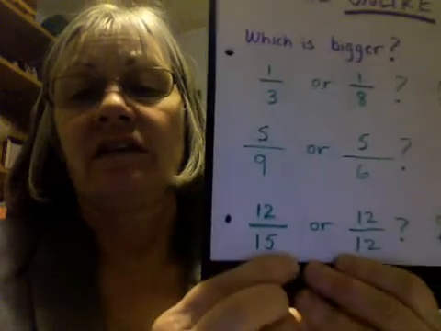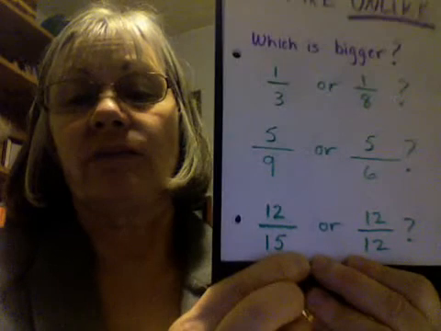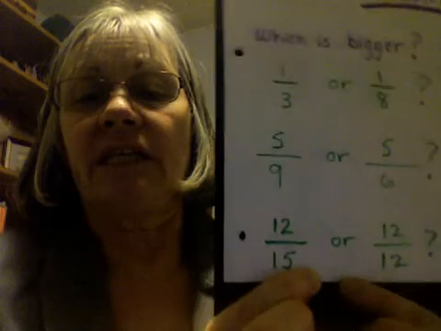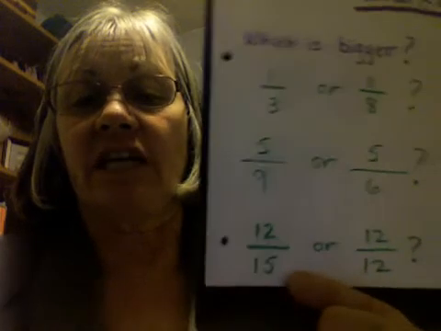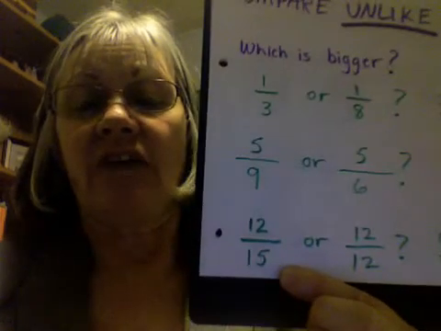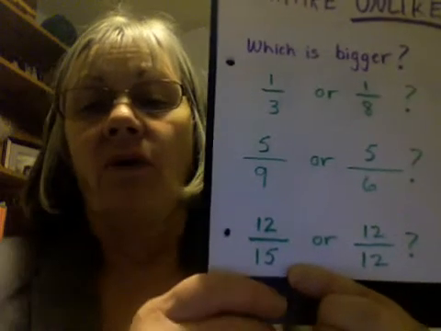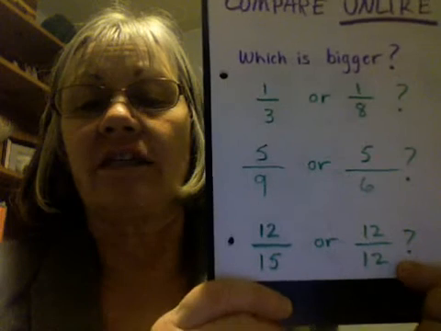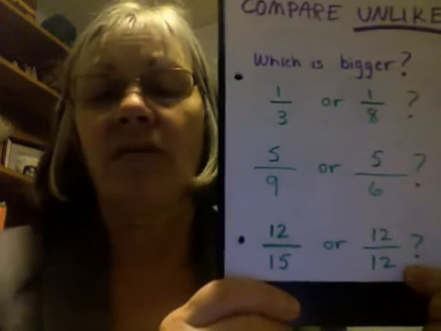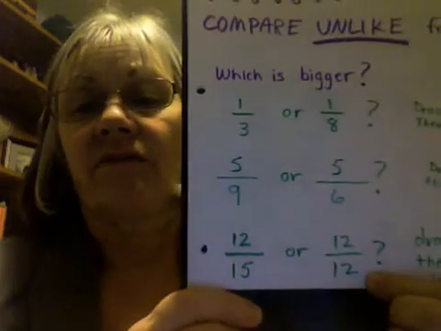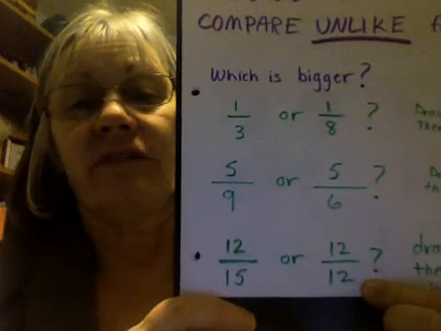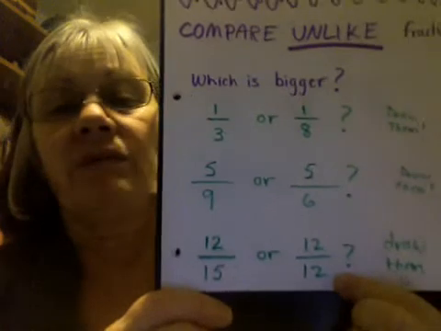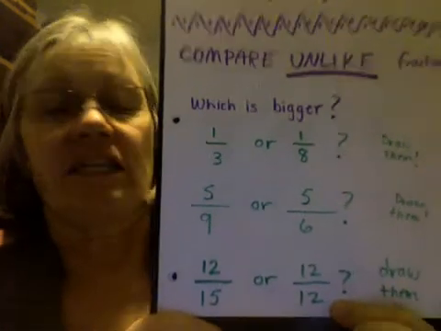All right, the same works with these last ones. The numbers are larger, but it works exactly the same way. A piece that's cut into 15, and we get to have 12 of those, or we get to have 12 of something that's cut into 12. Which would be more? You probably figured it out quicker than I can say it. 12 twelfths would be more than 12 fifteenths.